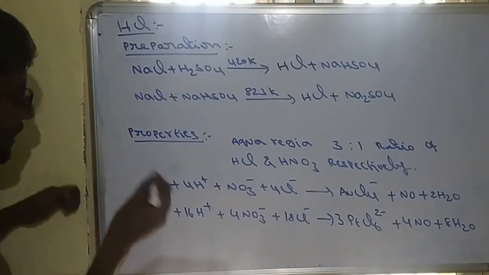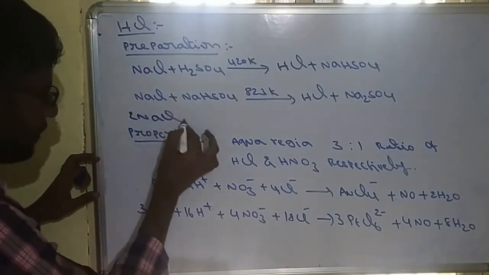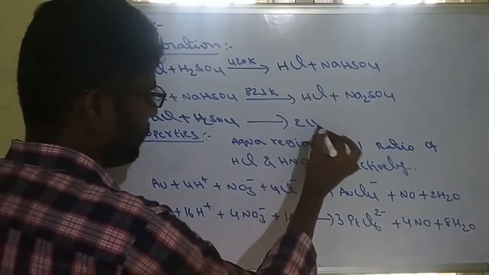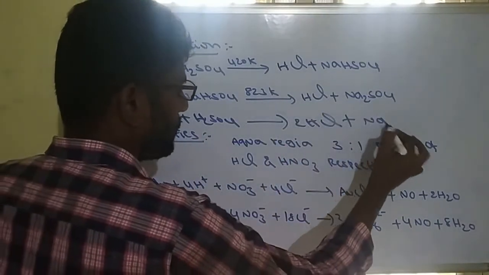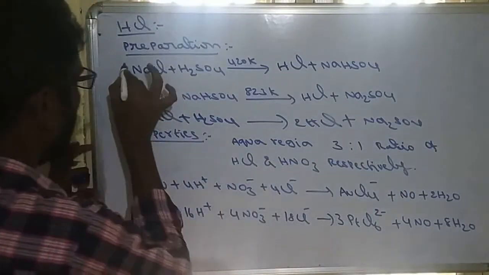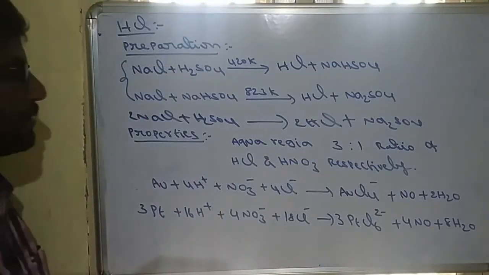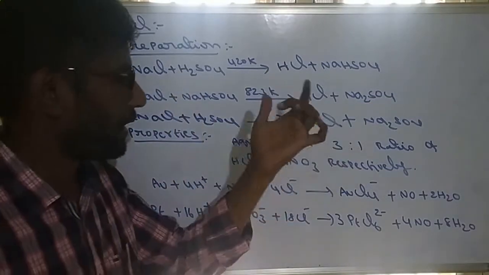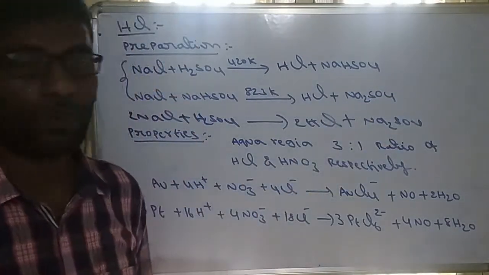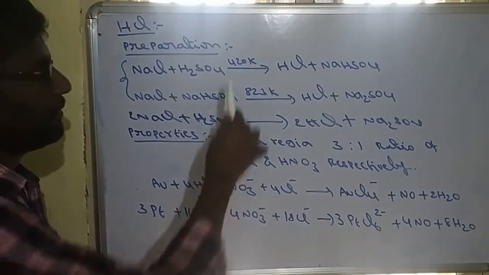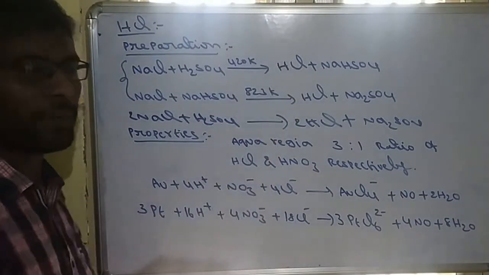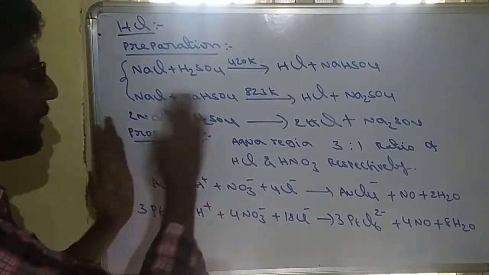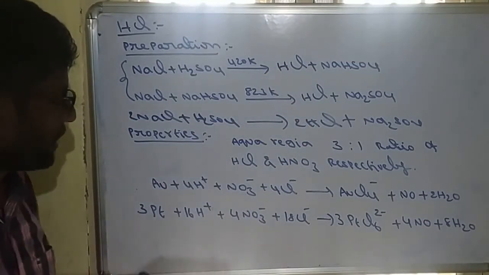So directly we can write 2 NaCl plus H2SO4 produces 2 HCl plus Na2SO4. Combining these two equations gives this one. Simply, NaCl combines with sulfuric acid, and we get hydrochloric acid and sodium sulfate. At low temperature, 1 mole of HCl will form, and at high temperature, an extra mole of HCl will form. So this is the laboratory preparation of HCl.